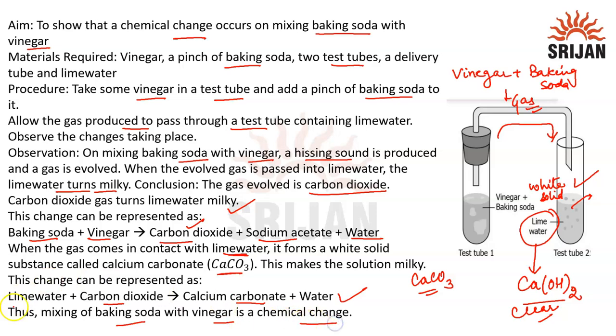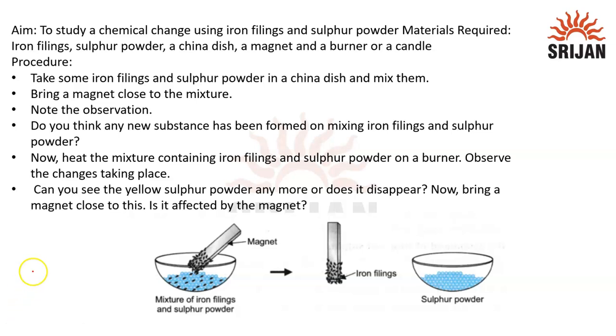We have one more activity to study chemical change using iron filings and sulfur powder. Iron filings means fine pieces of iron. The materials required are iron filings, sulfur powder, a china dish, a magnet, and a burner or a candle. Firstly we take some iron filings and sulfur powder in a china dish and mix them. Once we mix them, we bring a magnet close to the mixture and note the observation.